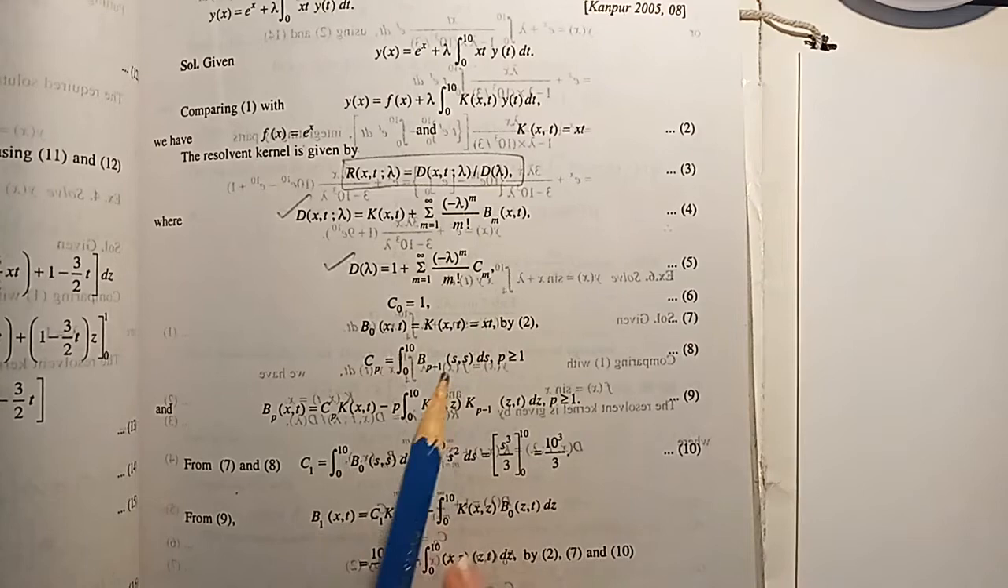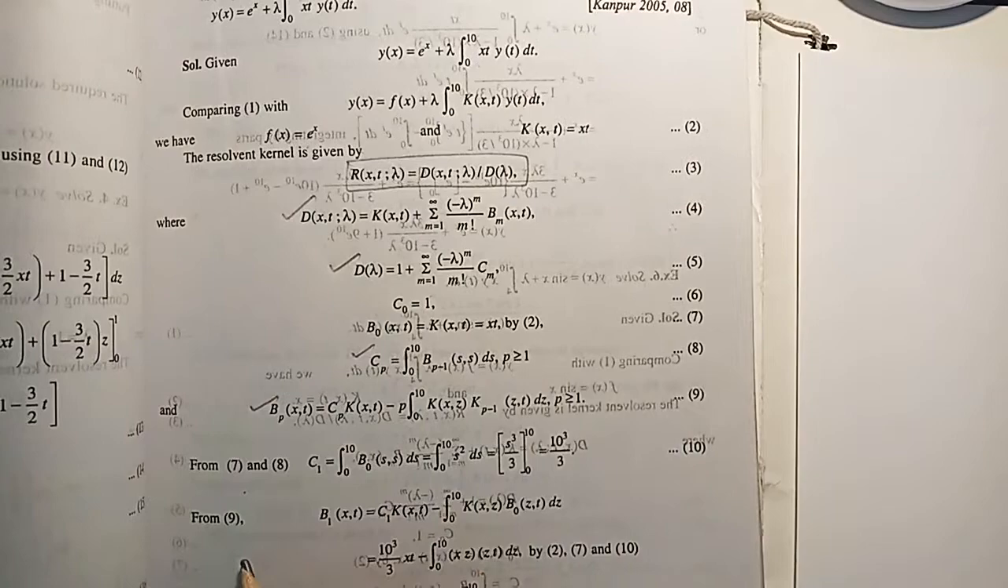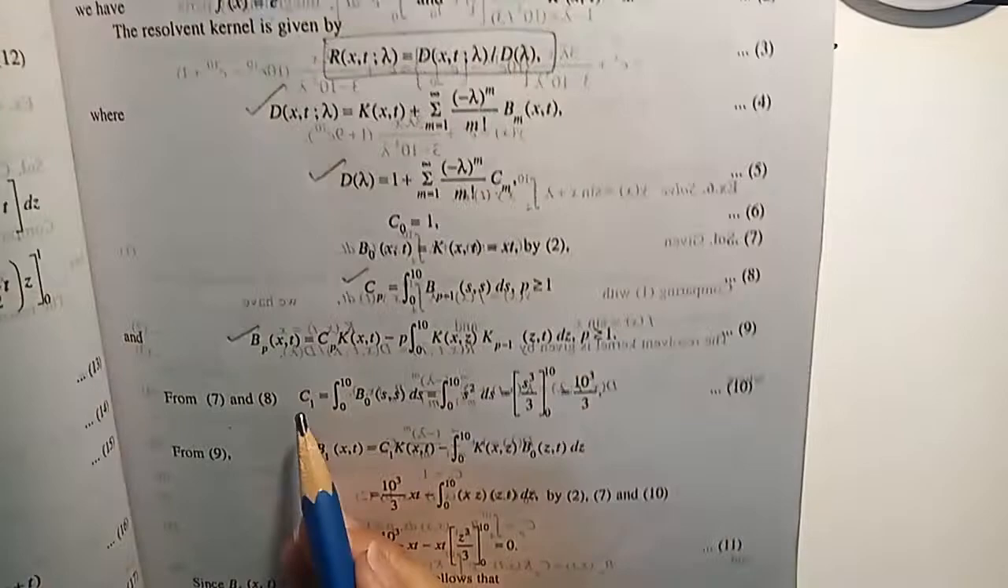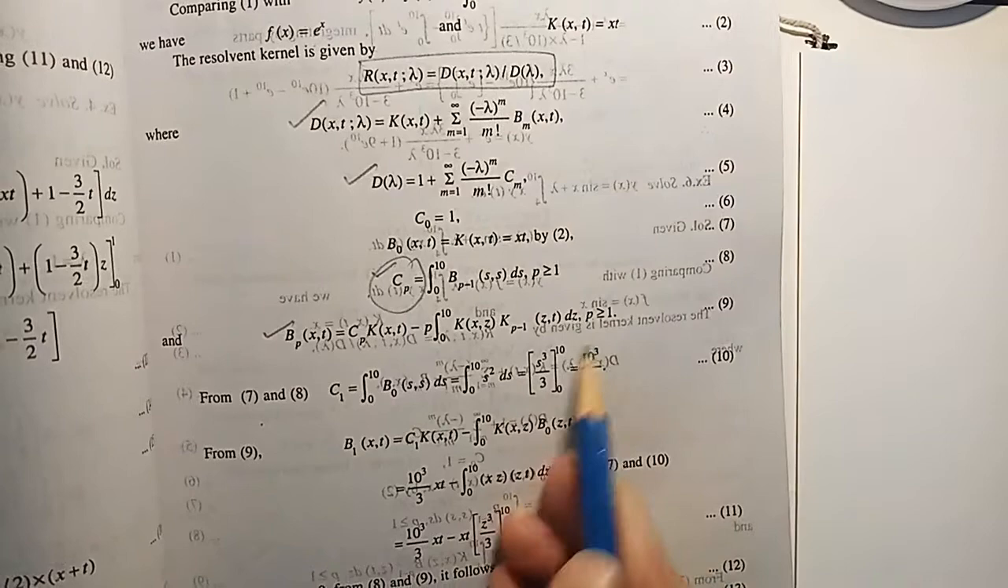C0 is 1, B0 was your k of xt. Write the formula of Cp, write the formula of Bp, the same way I did here. Then we have to find C1. For C1, use this formula Cp. Use p as 1, and use the value of B0 of ss here. Integrate it, you got this answer.